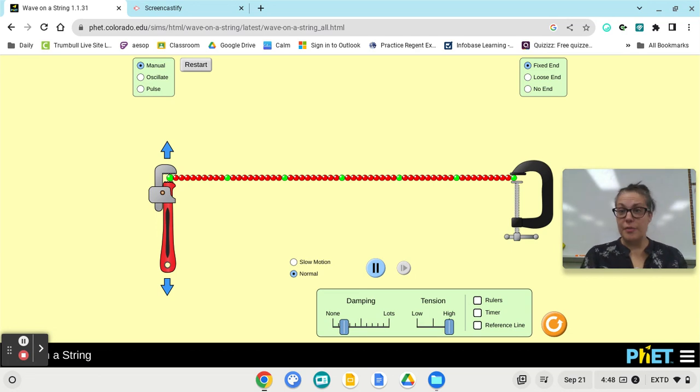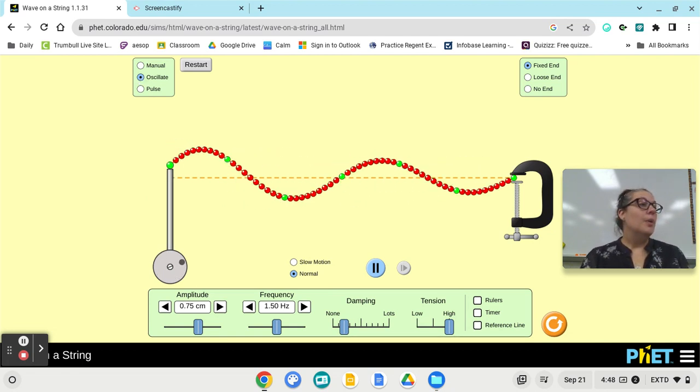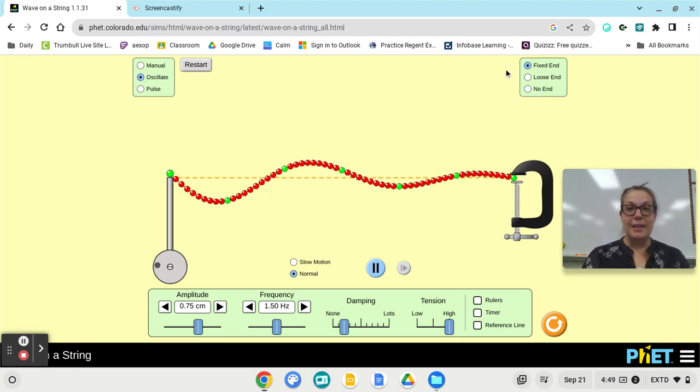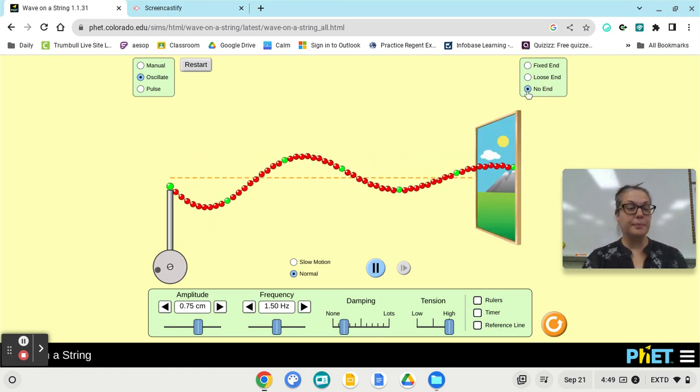I'm reading the directions just from your packet. It says, set up the simulation. We're going to select oscillate up here in the left-hand corner. Notice it's starting to move. We're going to select no end up here in the right-hand corner. Select no end, so it's not being held back.